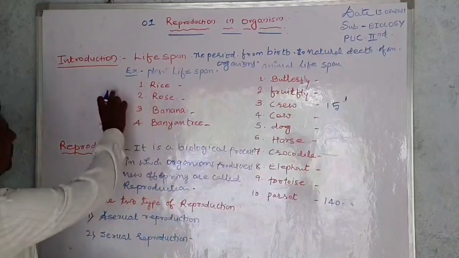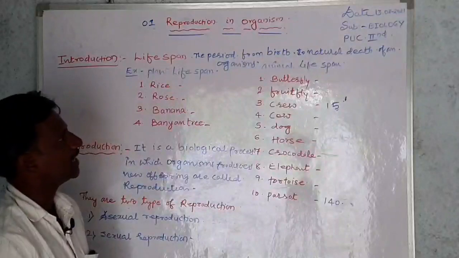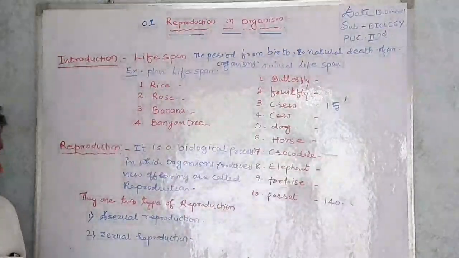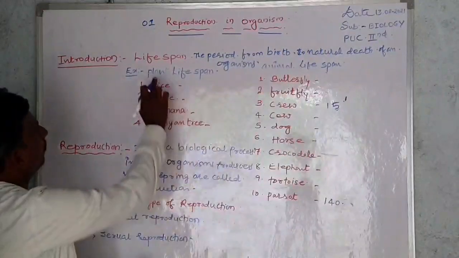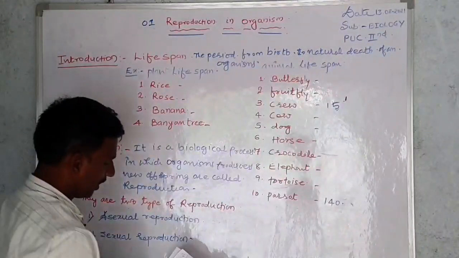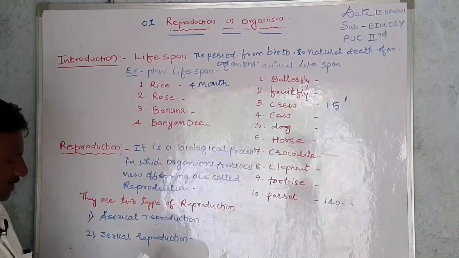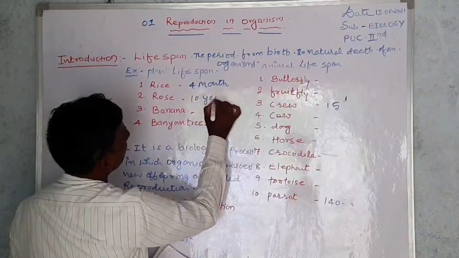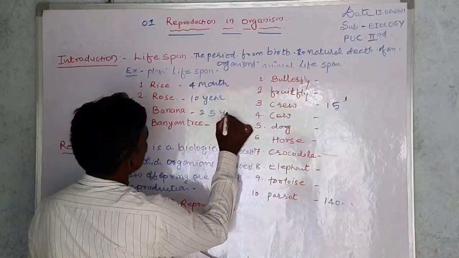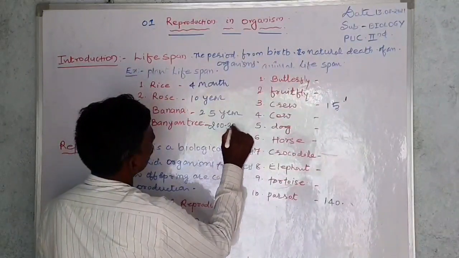So remember here, what is meant by lifespan? The period from birth to natural death of an organism is called lifespan. For example, in plants: the lifespan of rice is 4 months, the lifespan of rose is 10 years, the lifespan of banana is 25 years, and the lifespan of banyan tree is 200 to 300 years.